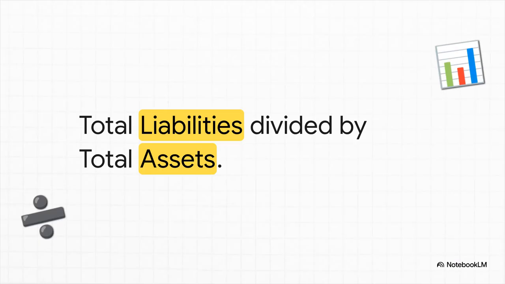What's super interesting about this first metric is that it looks at the whole pie of a company's assets to figure out exactly how much of it actually belongs to the bank. The formula is incredibly straightforward. It's just total liabilities divided by total assets. This tells us the exact percentage of the company's assets that are funded through debt. It's a very direct measure of how much they're relying on outside creditors.